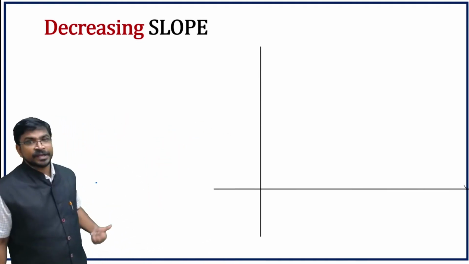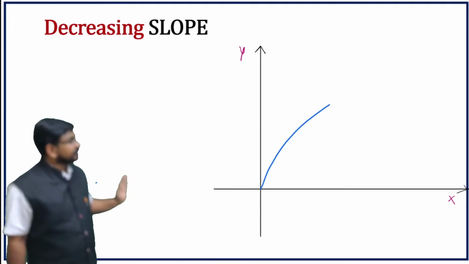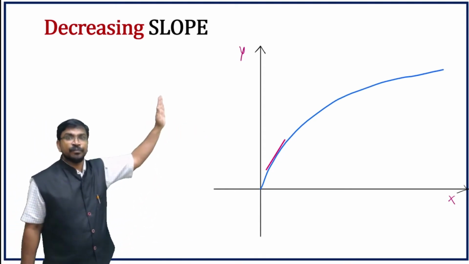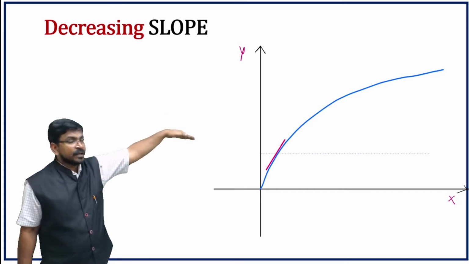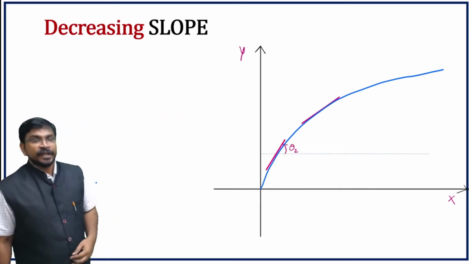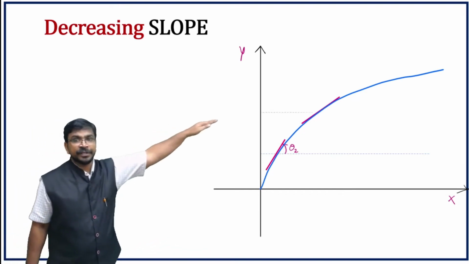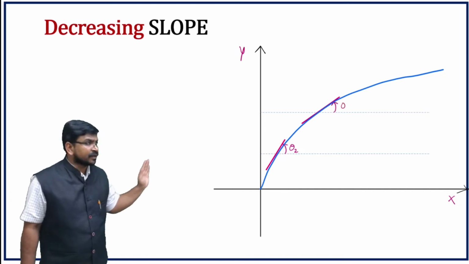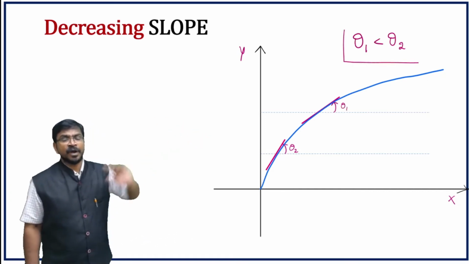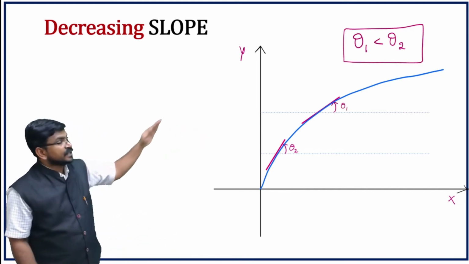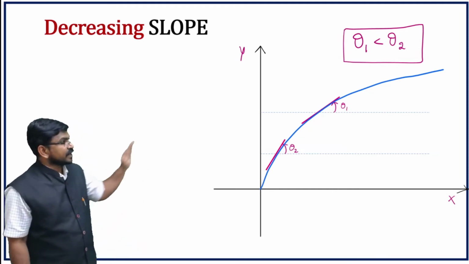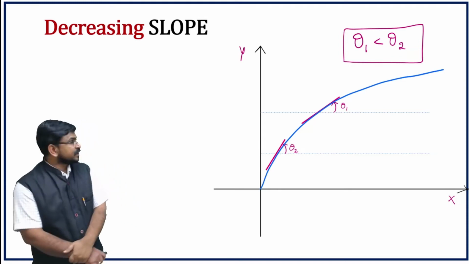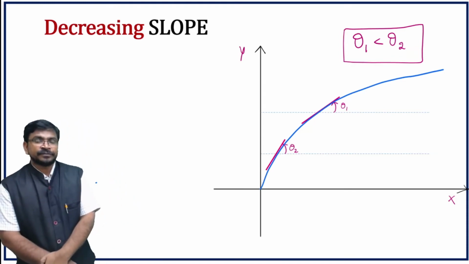Let me take the y-axis and x-axis, and if I take an arbitrary graph, you can observe initially the tangent represents more slope and later less slope. Here theta 2 and theta 1. Here also the same: the initial angle is larger and the later angle is smaller. See here the slope is decreasing. Decreasing means like this. Increasing means like this. Okay, this is the nature of the graphs.